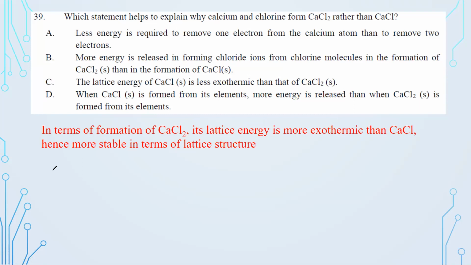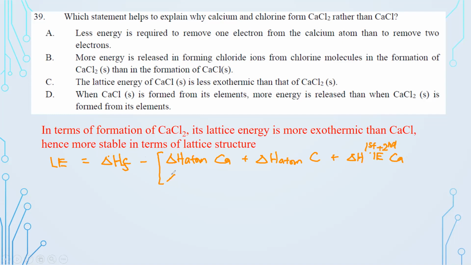How can we say like that? If you remember the formula, lattice energy is equals to the enthalpy change of the formation, minus of everything for atomization of the calcium. We have atomization for the chlorine. We have the first plus second ionization energy of the calcium, first plus second. And then last but not least, you have the electron affinity times 2, this one also times 2, of the Cl in here.